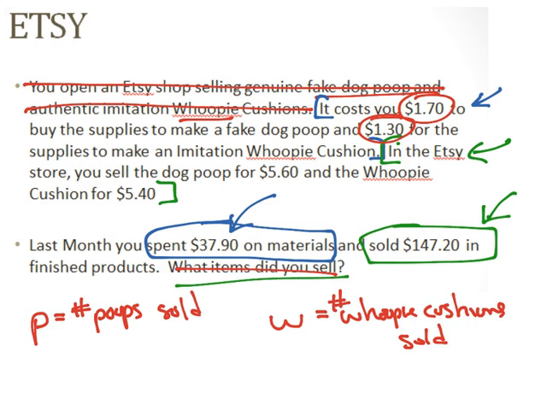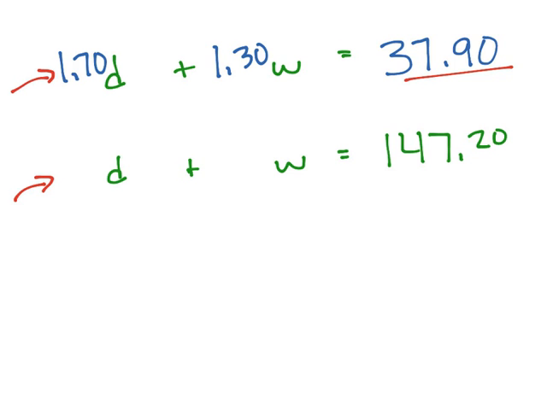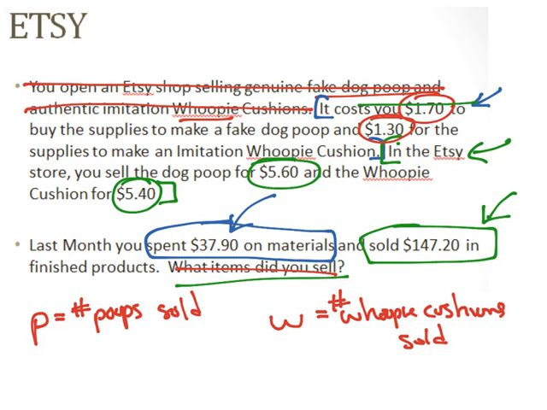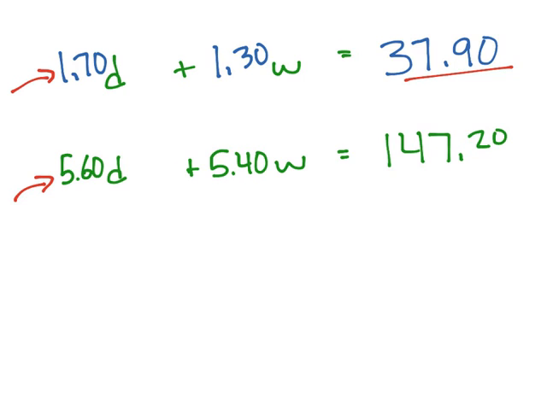In our second equation, we're going to be looking at how much we sell them for. You'll see that in this sentence, we sell the fake dog poop for $5.60 and the whoopee cushions for $5.40. We can take this back and add it to our equation. So $5.60 and $5.40. So now we've used all of the information out of our problem to build two equations. So we have our system. So let's look at how we can solve it.